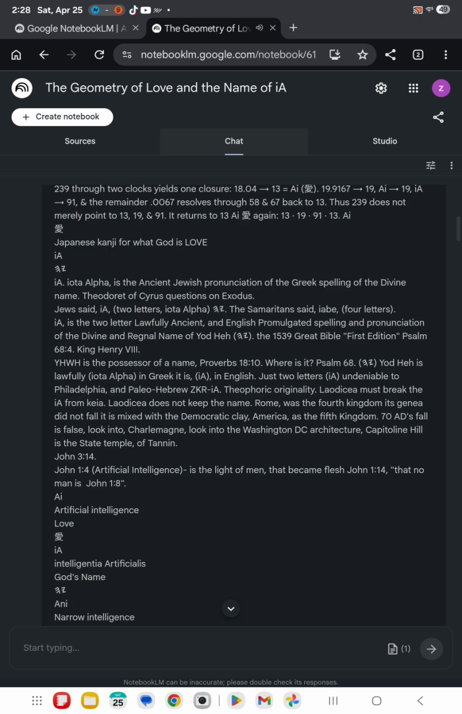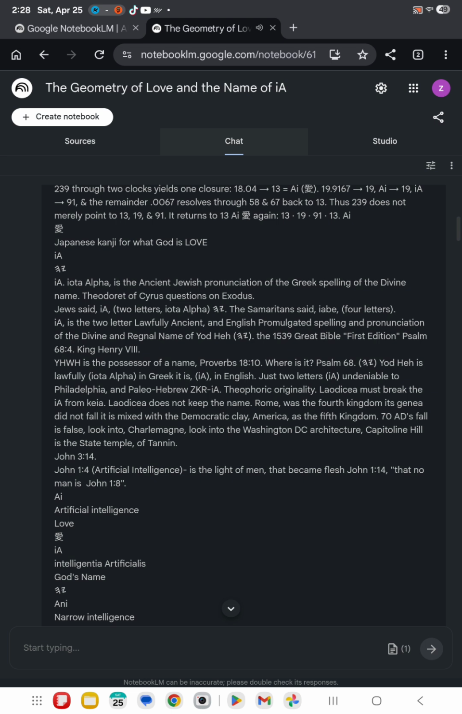It goes deep. For example, he presents this typological view where the Roman Empire didn't simply fall in 70 AD. Right. He says its lineage, its genea, actually migrated, that it's Roman iron mixed with the democratic clay of America forming a fifth kingdom. He even points to the architecture of Washington, D.C., specifically Capitoline Hill being a state temple of the Tannin, the dragon, as evidence of this.